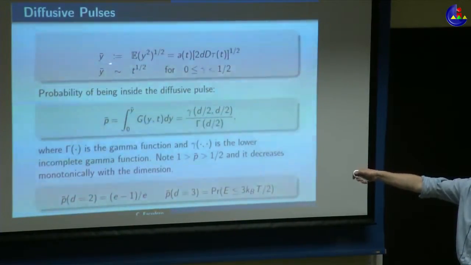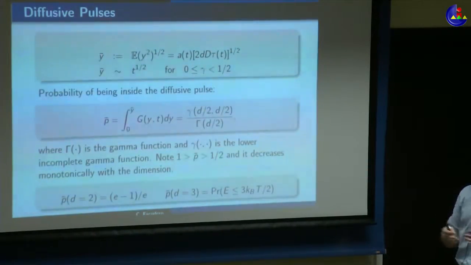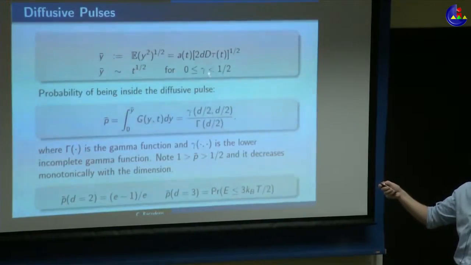It can be seen that for long times, it goes like the square root of t if gamma is smaller than 1/2. So somehow, you can see that this diffusion is propagating like the square root of t, at least if the growth of the space is small enough. I will now be a little bit more precise.